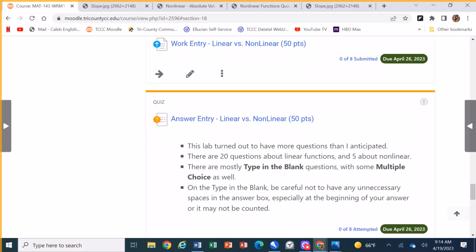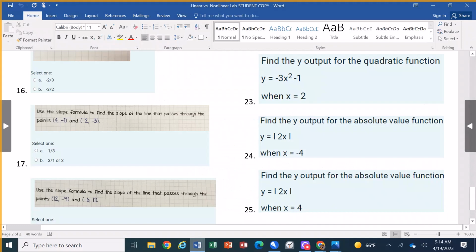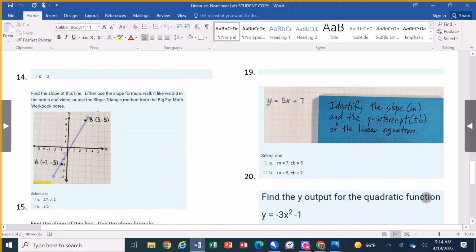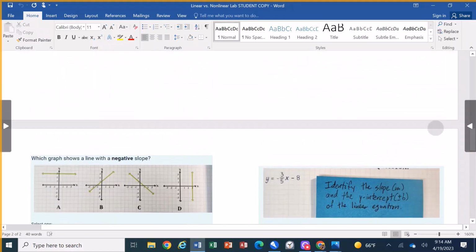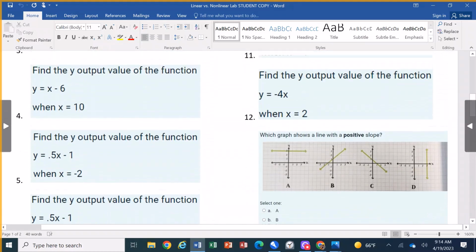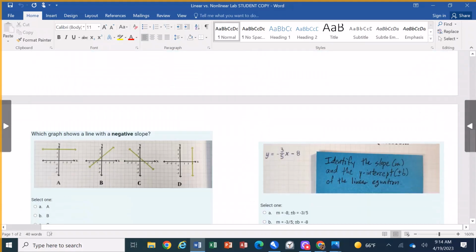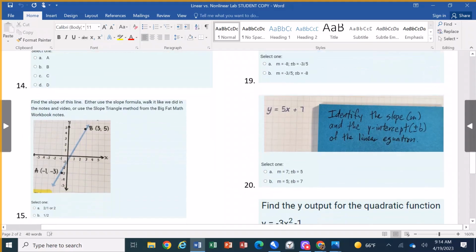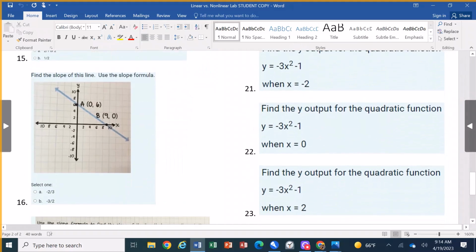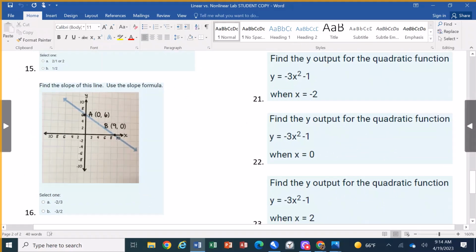Now, going back to the student copy, the only ones that do not need work are 13, 14, 19, and 20. 13, 14, 19, and 20. Well, you can get away with not having any work on 15 and 16 too if you walk the slope.